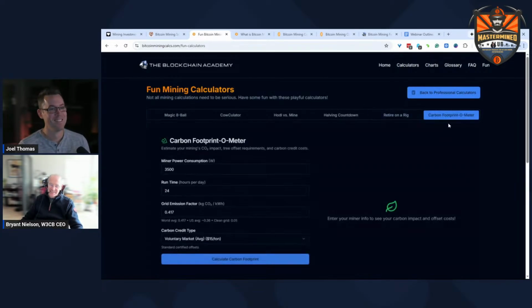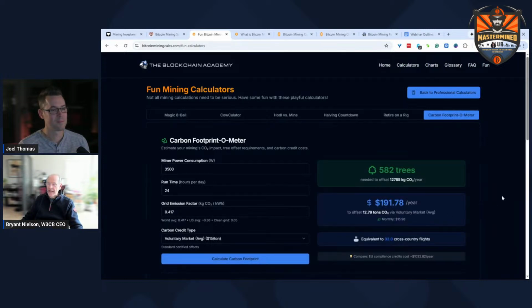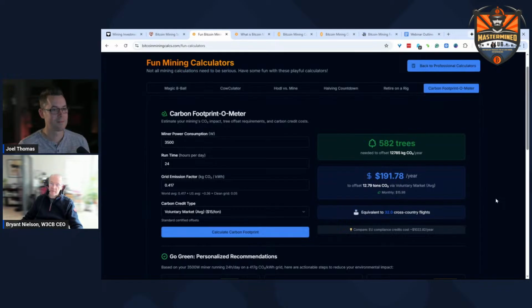And of course, this last fun one is what is the carbon footprint? This is going to be important when you start to speak to, say, a regulator. I didn't have the ability to put it into the professional calculator space, but here's a really great tool for you to figure out the carbon impact for you in the marketplace. It allows you to come up with solutions, saying, if I'm running these machines, how many trees do I need to plant, and what's it equivalent to? In this particular case, it's equivalent to 32 cross-country flights.